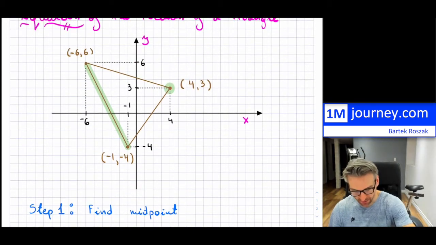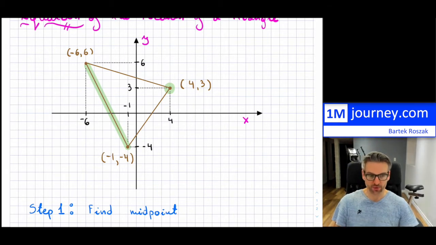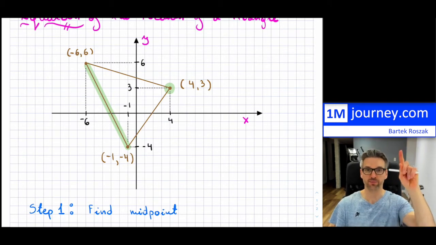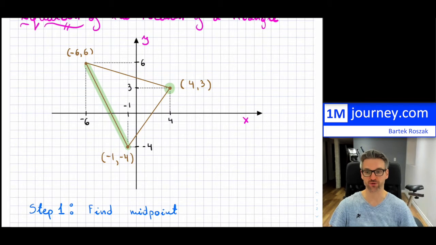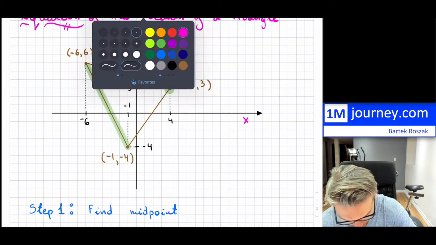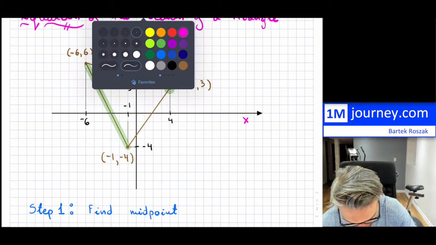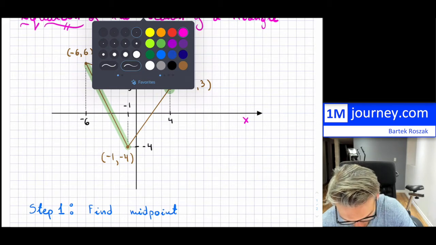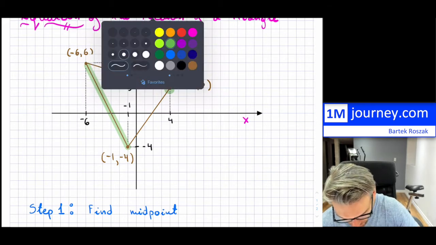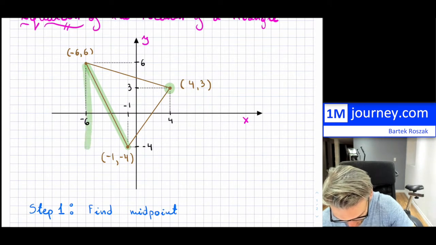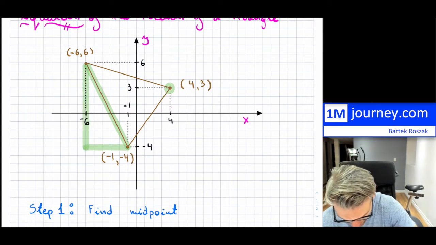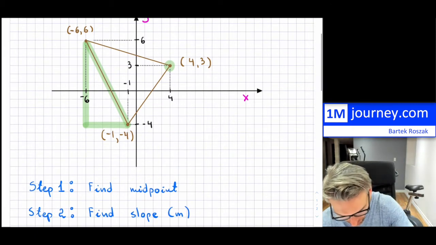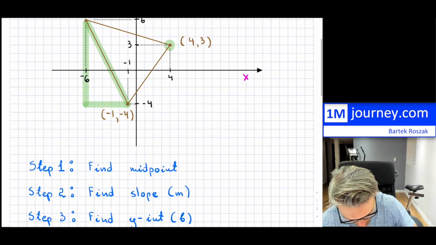So step 1, finding the midpoint. I have done a video on that if you want more, so I'm going to put up a link above, but I will do the midpoint here as well. In order to find my midpoint, I'm going to create an opposite triangle within here, a right angle triangle, this triangle right here. And I'm going to find the midpoint, which is the first thing that I'll do.